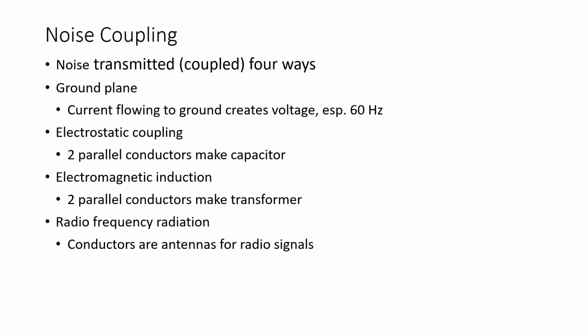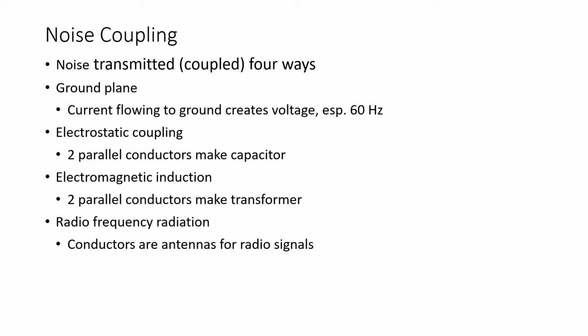Now, noise is also coupled through what's termed electrostatic coupling. And we hopefully remember from our discussion about capacitors that anytime we have two parallel conductors, we have a capacitance. And anytime we have voltage, that voltage can be coupled from one plate of the capacitor to the other plate of the capacitor, from one conductor to the other conductor. Now, this electrostatic coupling can be reduced through good circuit design, but understand the source or the coupling capability is there anytime we have two parallel conductors.